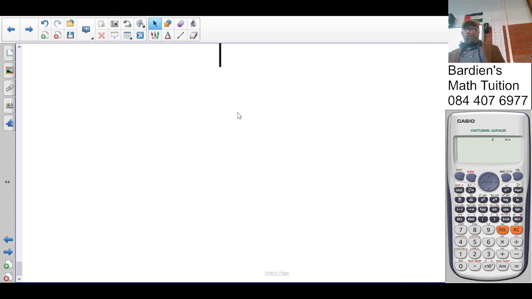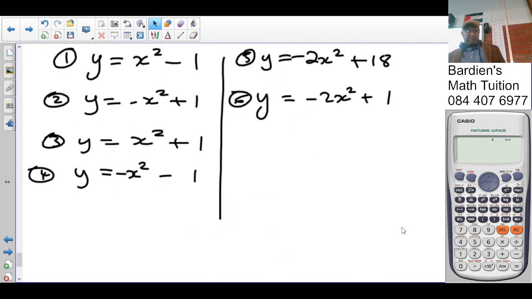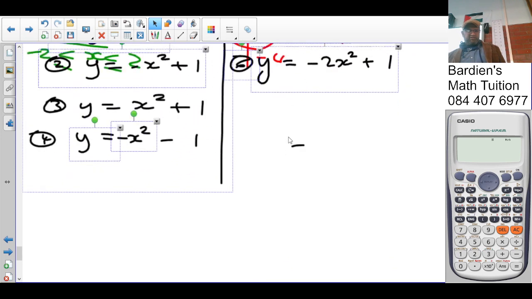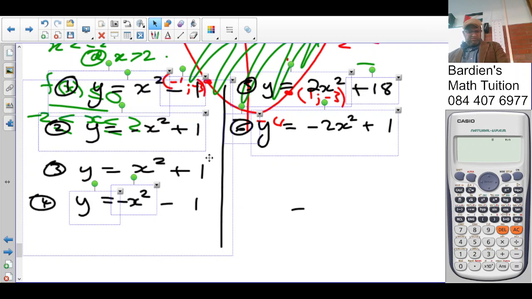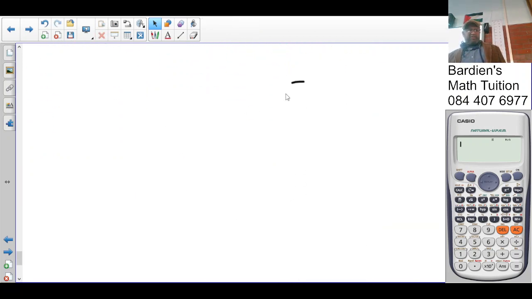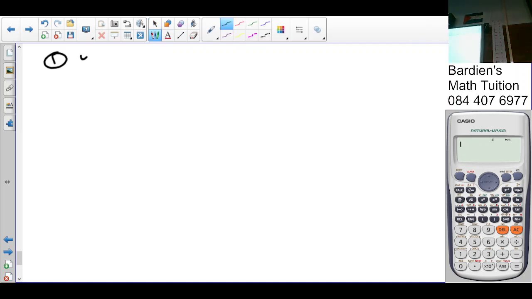So the first graph was, let's take us up a bit. Okay, I'm just going to delete it. You guys can just give me what the equation of the first graph was. The first graph was y equals x squared minus 1. Okay.